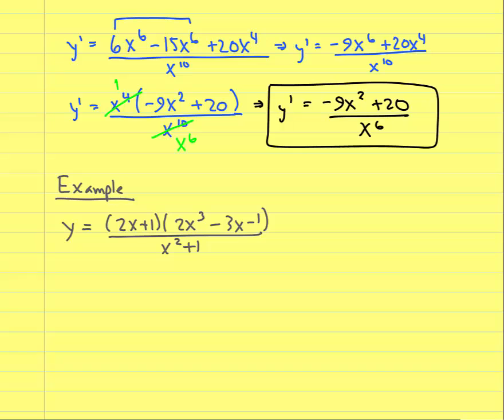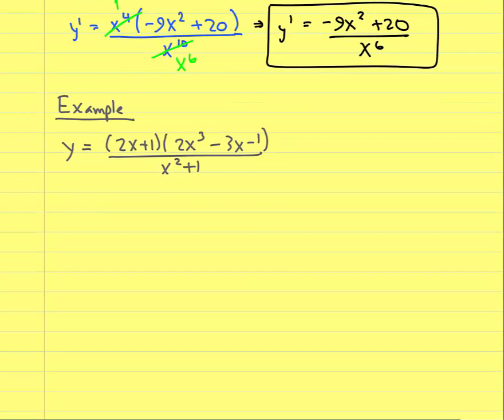There are so many different ways that we could start this problem. One way that we could do that is we could think about foiling this out, first, outsides, insides, lasts, and then just using a straightforward quotient rule. Another way that we could do this is just a quotient rule to get started. So that's what I'm going to do, I'm going to do the quotient rule here.